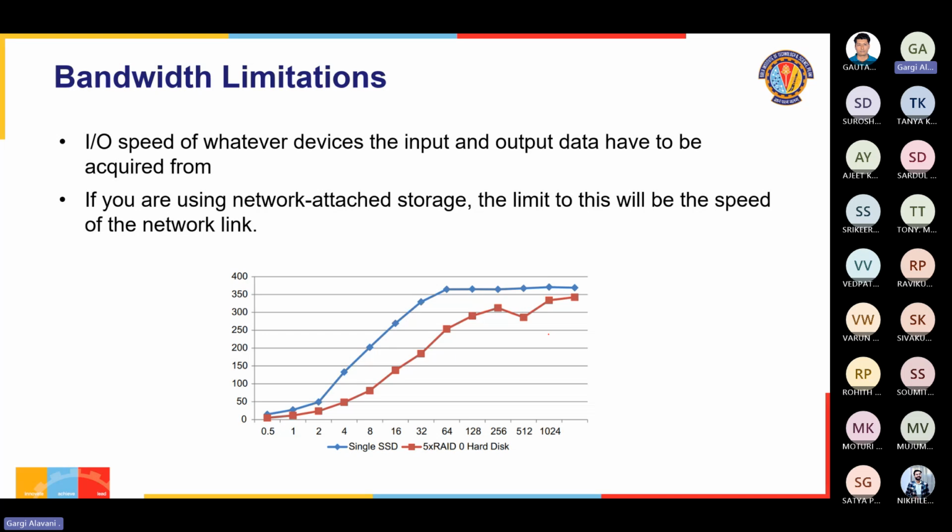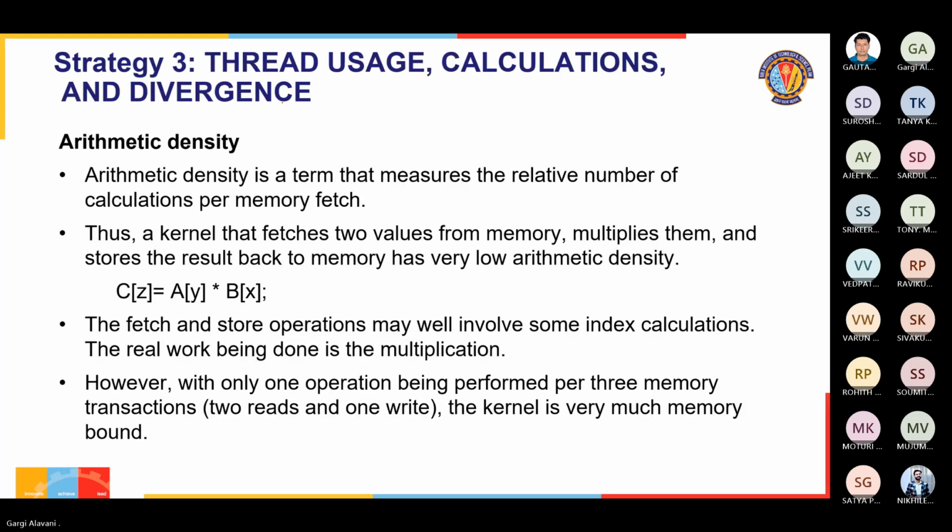If you are fetching data from external devices, then the IO, or if you're trying to coordinate with other external IO devices, the IO bandwidth also is important and a critical criterion for gaining performance. These are the important criteria to be considered in terms of memory usage. In the third strategy, we'll talk about thread usage.